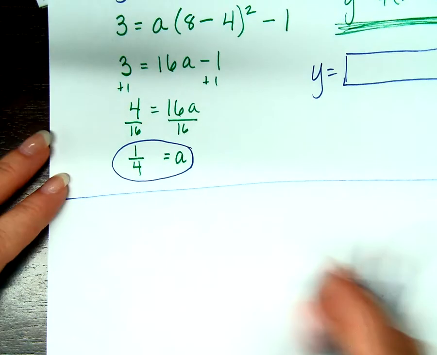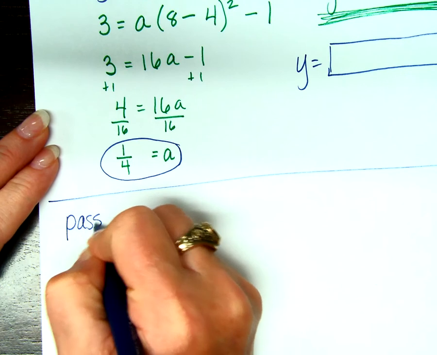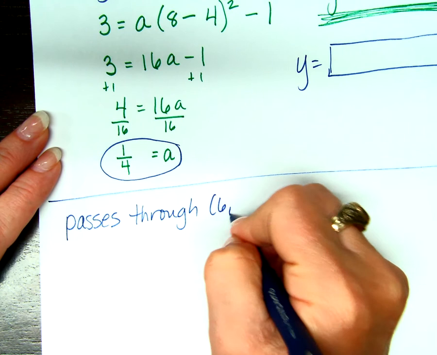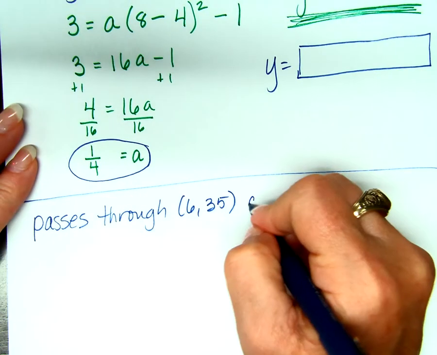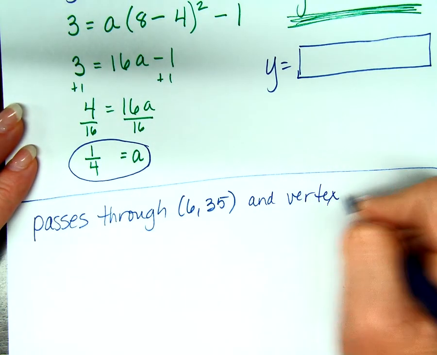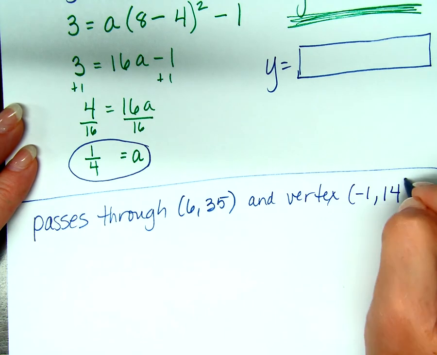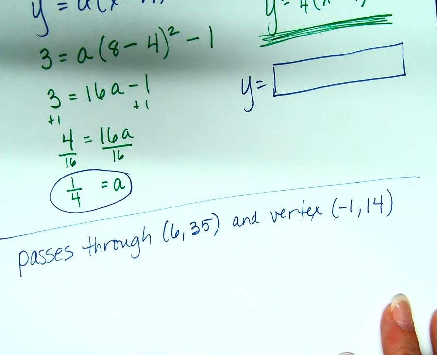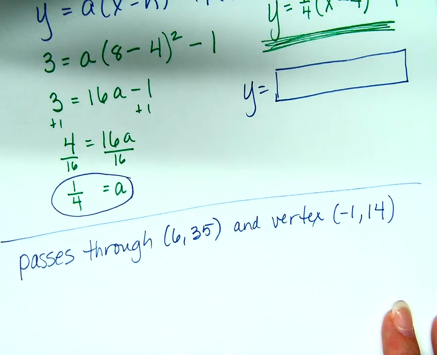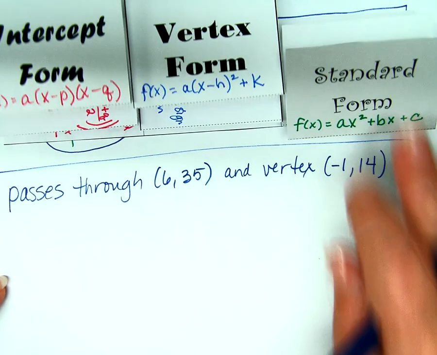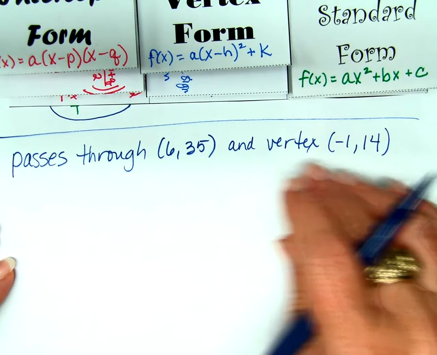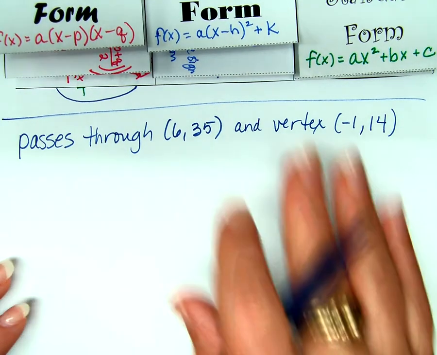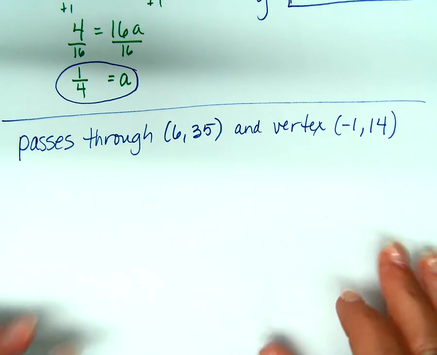This time I'm going to tell you that it passes through 6, 35, and has a vertex of -1, 14. Passes through the point 6, 35, and it has a vertex at -1, 14. Are we still using this foldable? Well, hopefully you realize it's almost exactly the same as the previous question, just different numbers in the point and the vertex. So hopefully you'll realize this is like another example of the same type of question, yes?